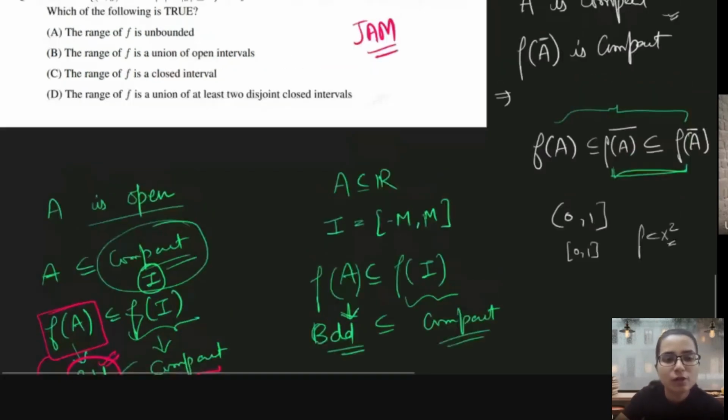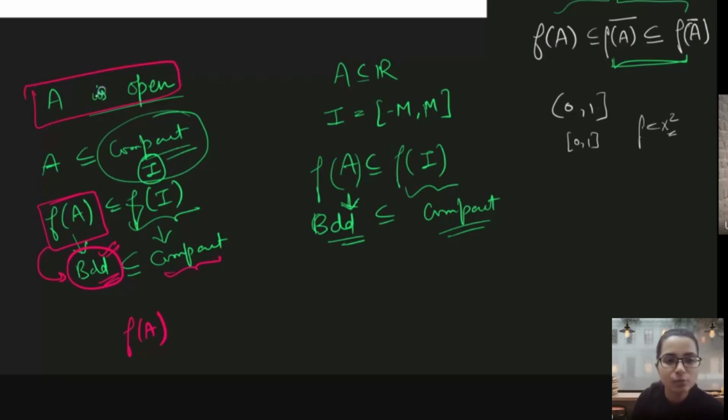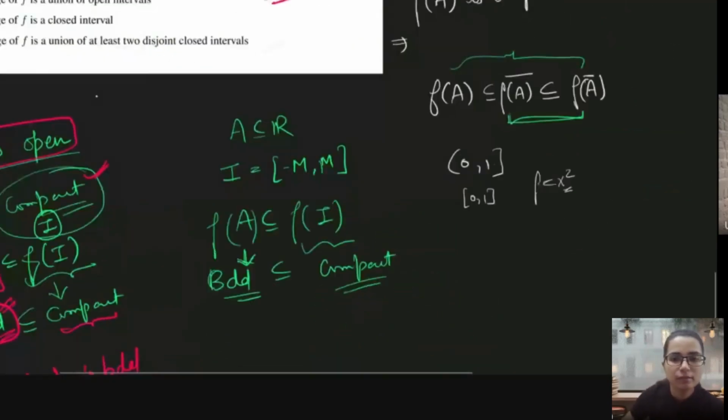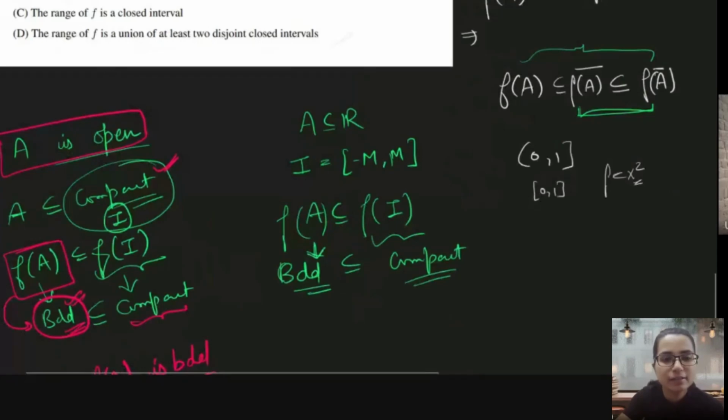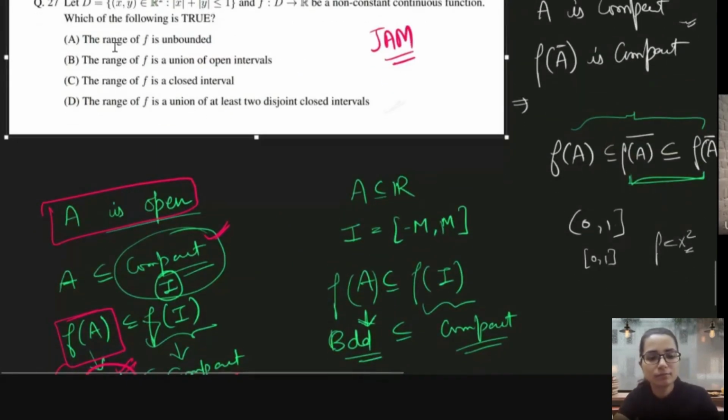So even in the worst case scenario, whatever A was, open, closed, or neither, f of A is bounded, because we have taken the help of a compact set. Yes, this is a correct way of explaining this. Very good, whoever explained it. Whose doubt was it? Yes, ma'am, now it is clear. Thank you.